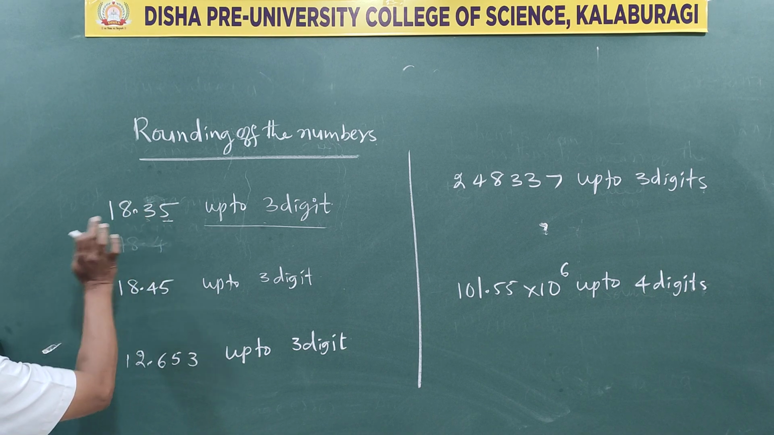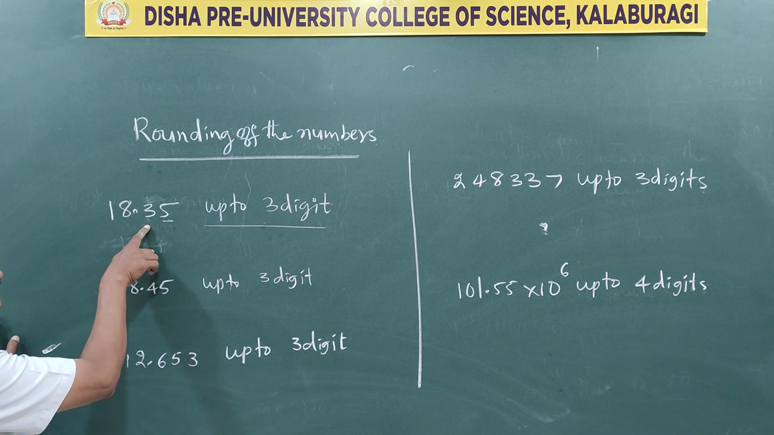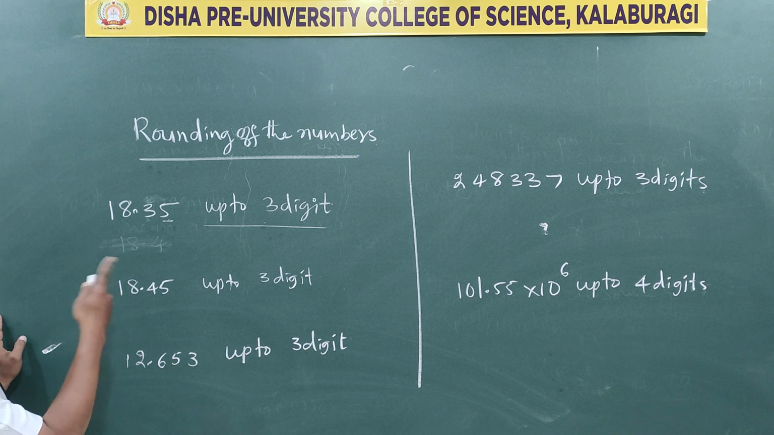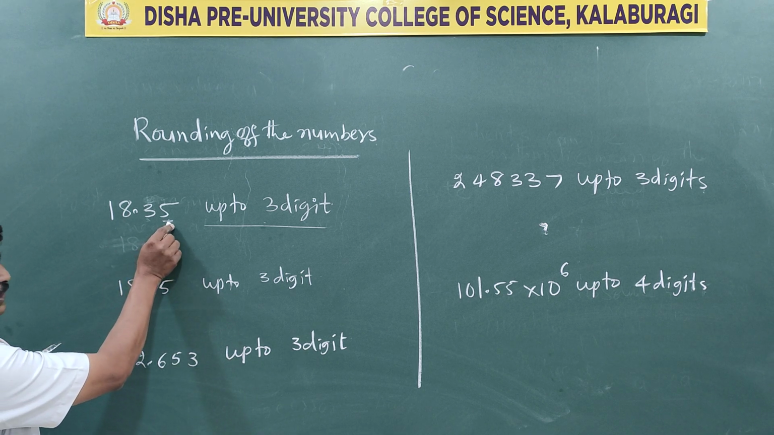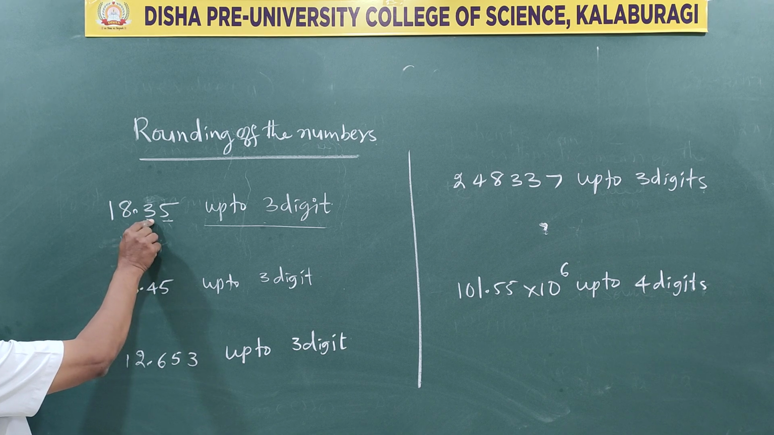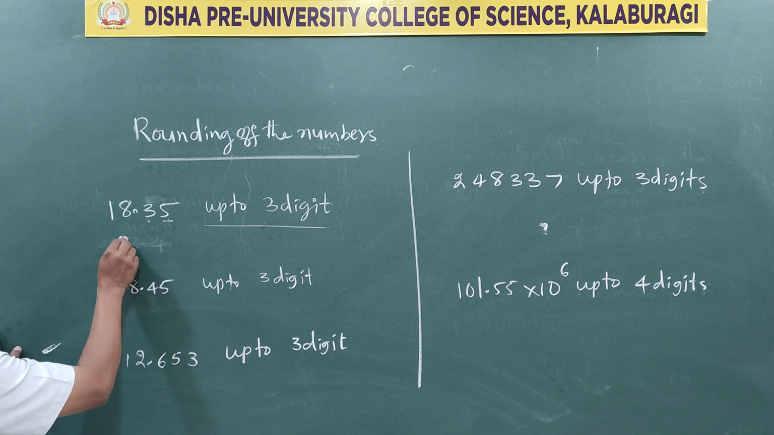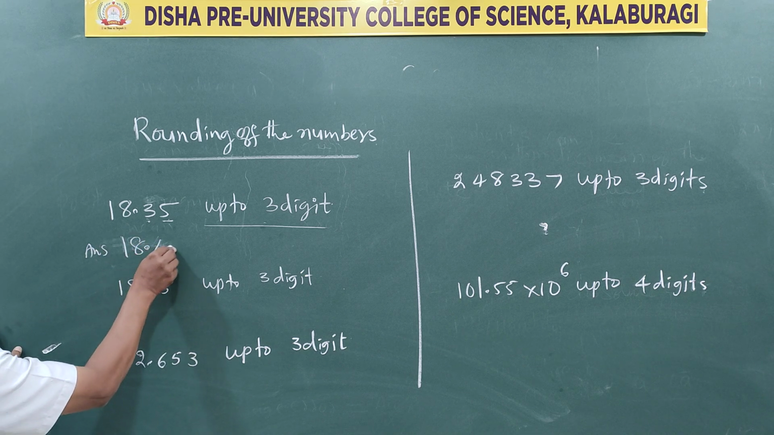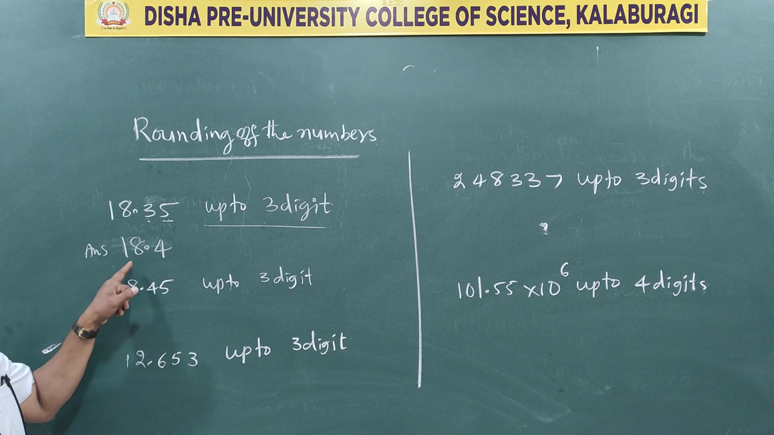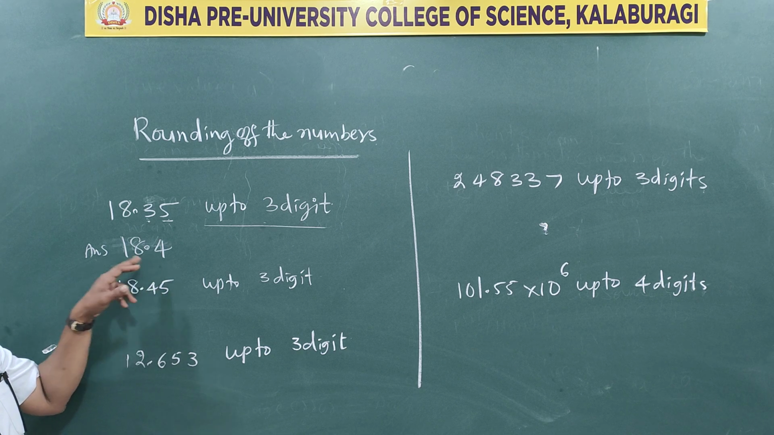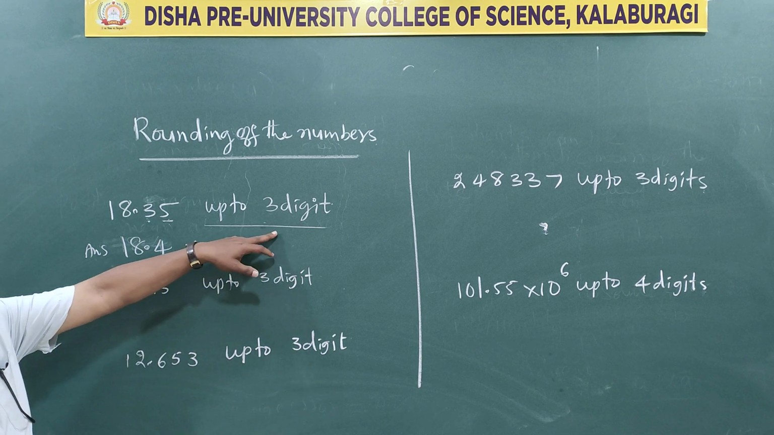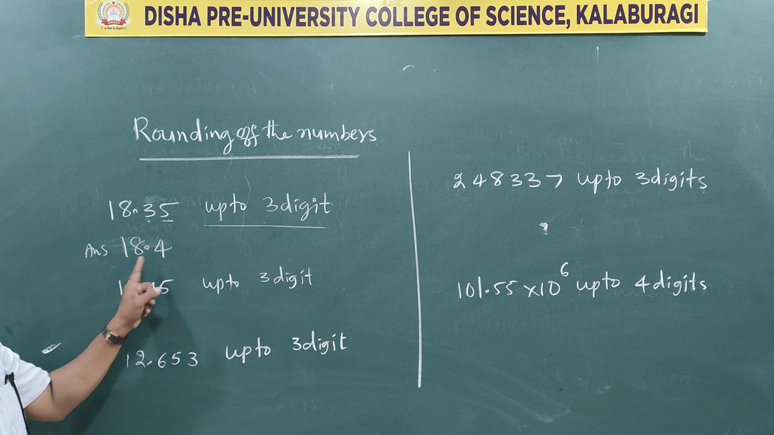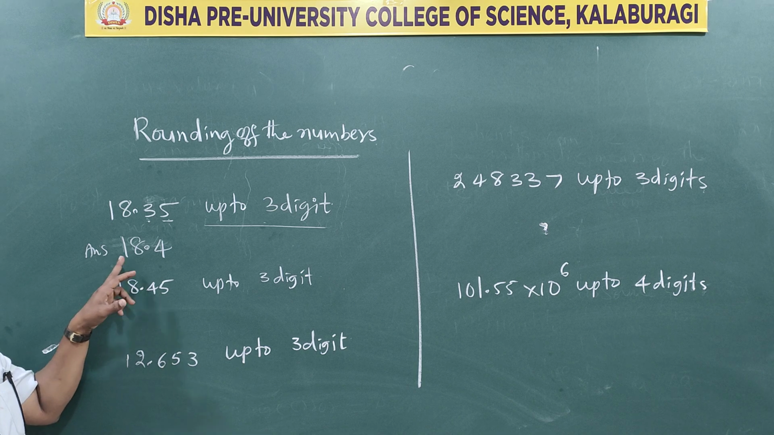Now I have to focus on the preceding number. That is 3. Even or odd? Odd. What is the rule? Increase it by 1. So you have to drop 5. Preceding number is odd, so you have to increase it by 1. Therefore, answer for this is 18.4. Just see the number of significant figures over here. 1, 2, 3. Because what is the task given? Round it off to 3 digits. So this is how we have rounded it off to 3 digits.